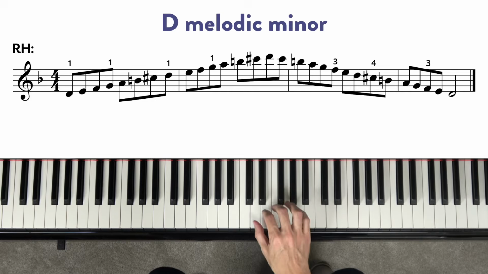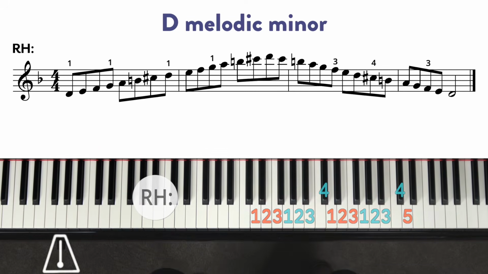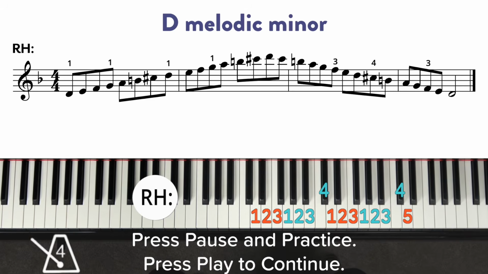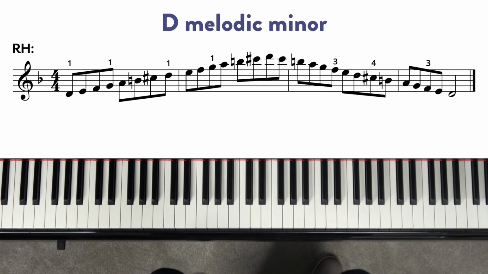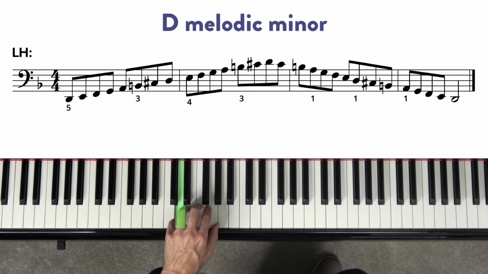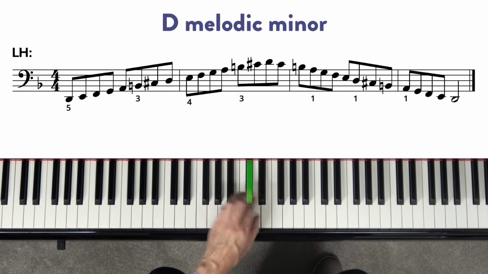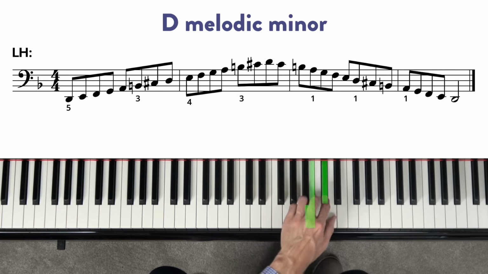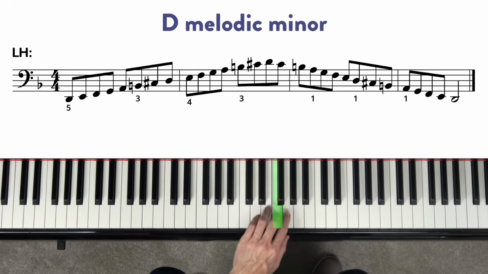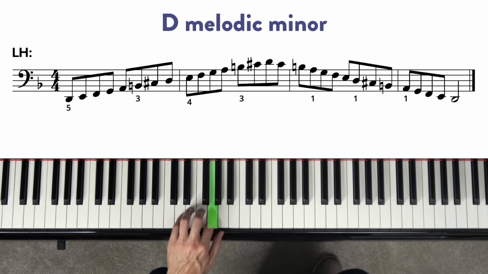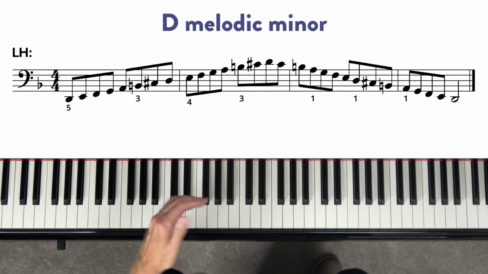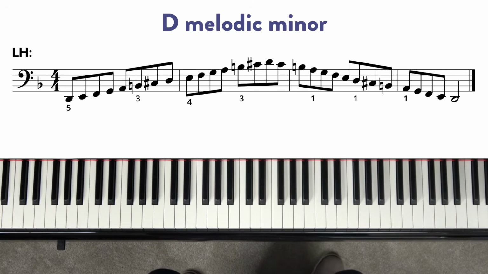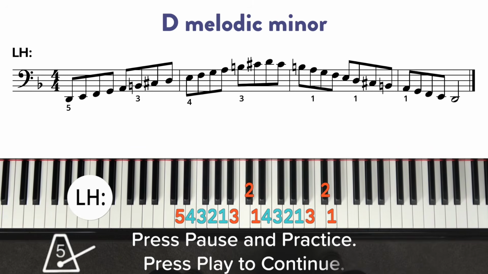Pause to work on the right hand, D melodic minor scale, then press play when you're ready to go on. Okay, let's try the left hand now. 3 crosses over, then 4, then 3. Pause to try out the left hand D melodic minor scale, then press play when you're ready to go on.